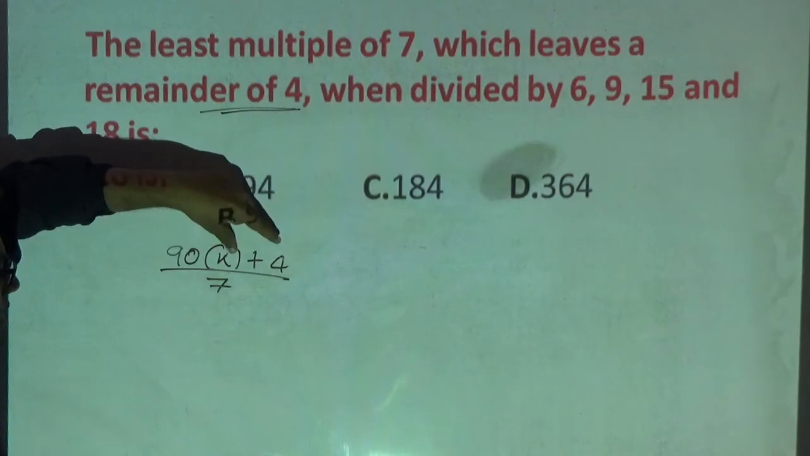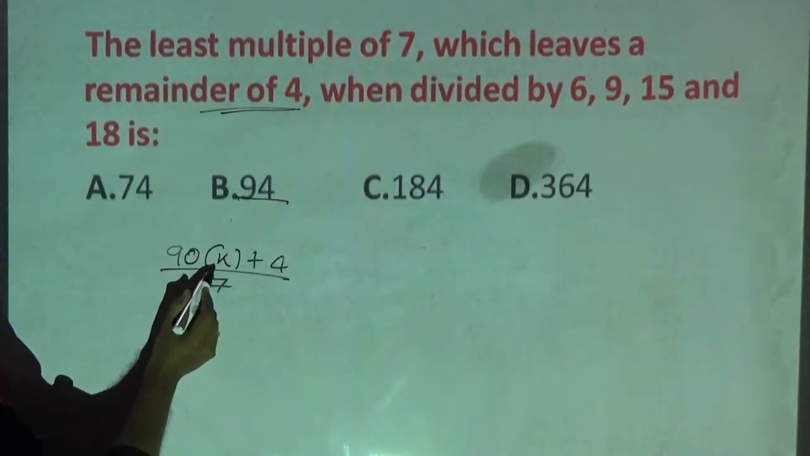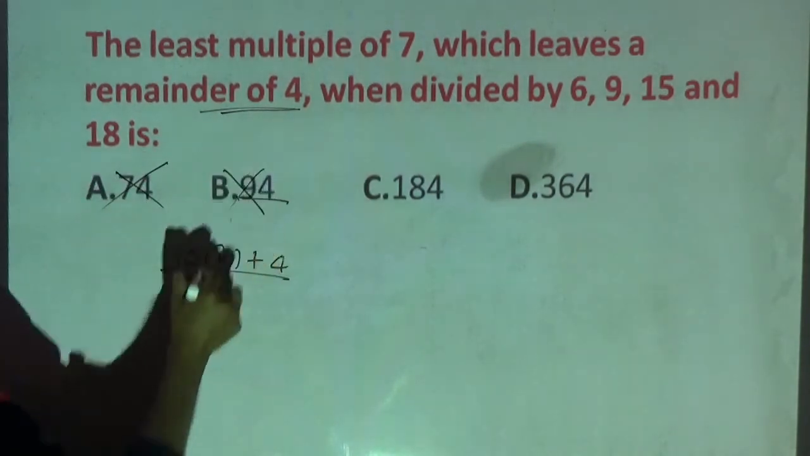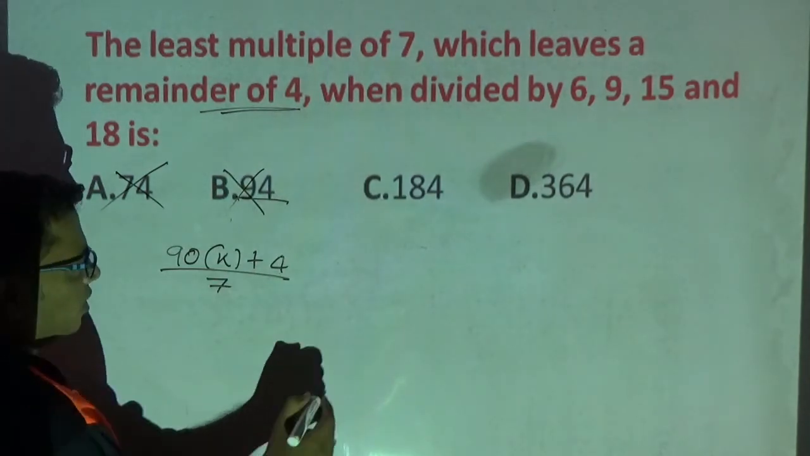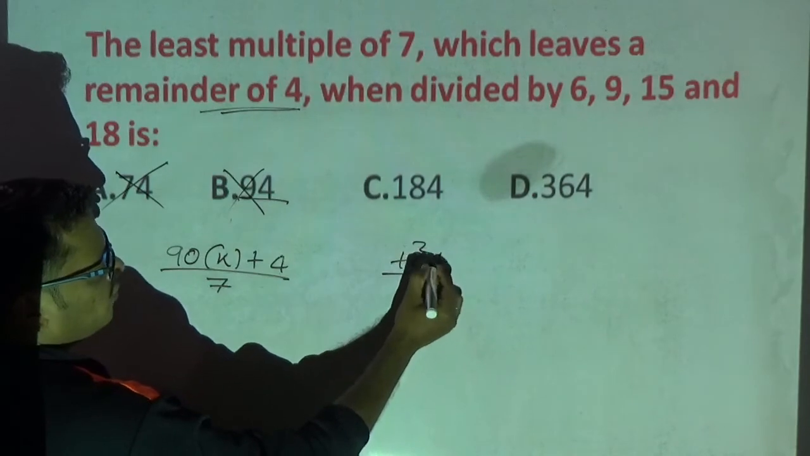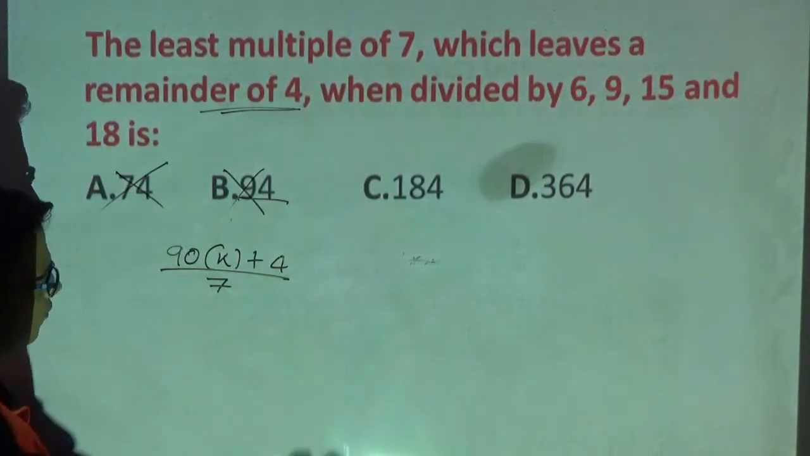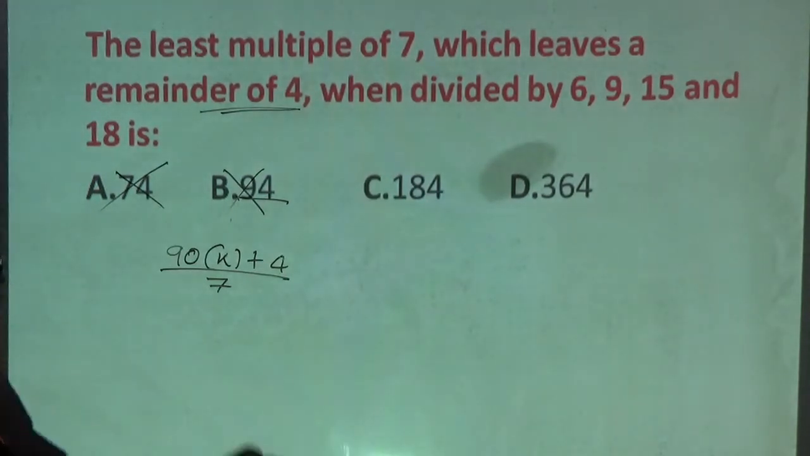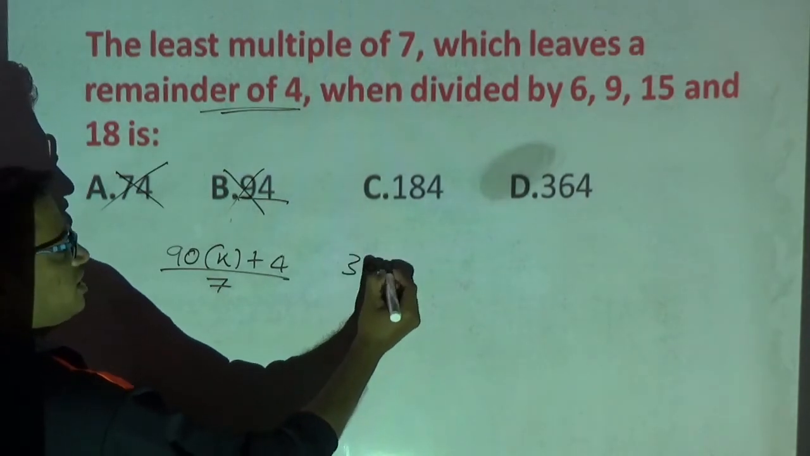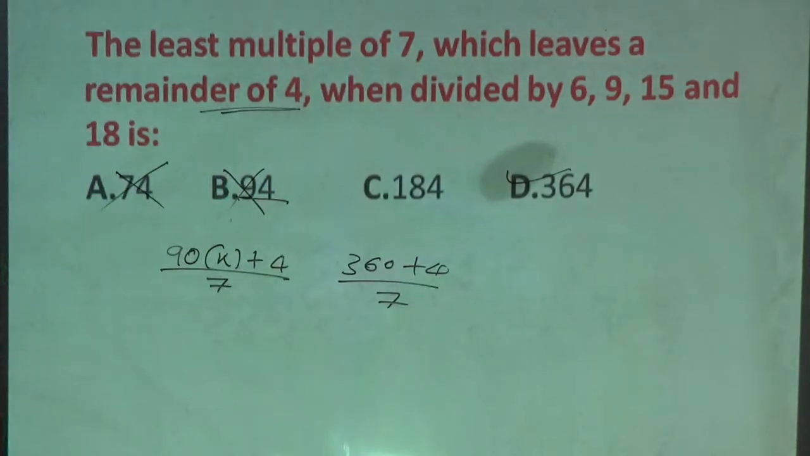Now among the options: if k is 1, 94 is not a multiple, correct? 94 cannot be your answer. Then 184: 7 2s are 14, 4 left out, so no. 454 is not a multiple either. Then 364: yes, it is definitely a multiple. If k is equal to 4, that will be 360 plus 4, definitely divisible. Therefore, option D.